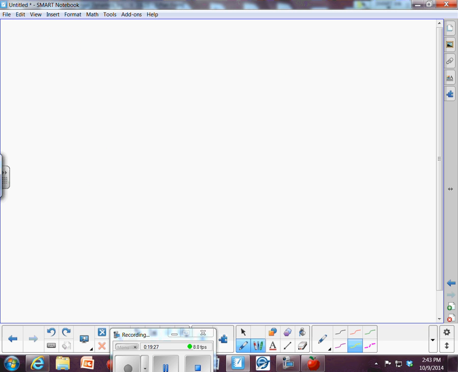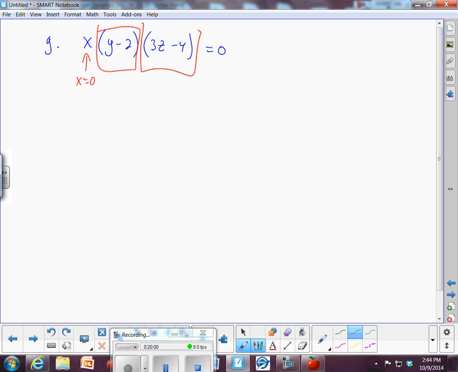Let's do one more. G. Okay, so how about something like this? This is off the wall. x times the quantity y minus 2 times the quantity 3z minus 4 equals 0. In this one, what if this x were a 0? Would that make everything 0 no matter what everything else is? I hope you agree it would. 0 times this is 0, and 0 times that is 0. Therefore, we get 0. Okay, it works.